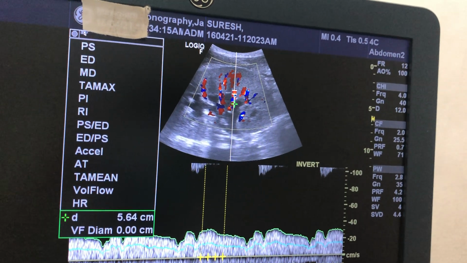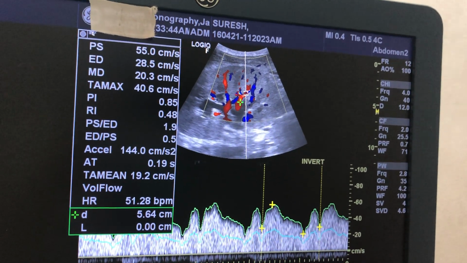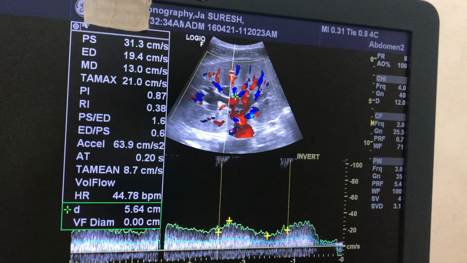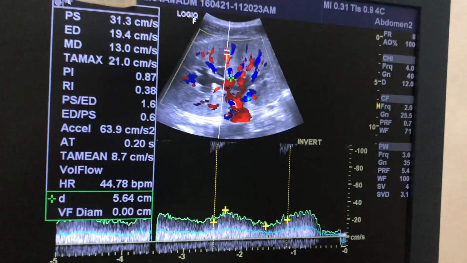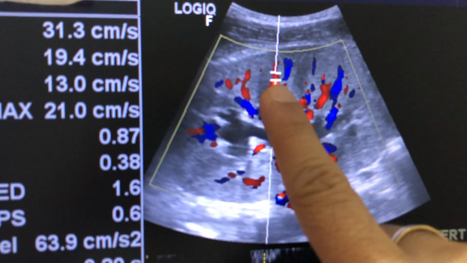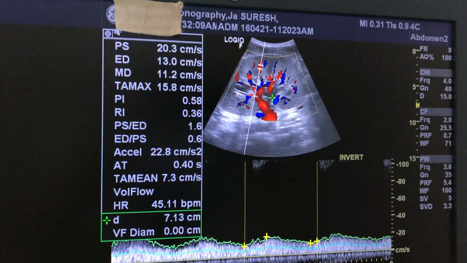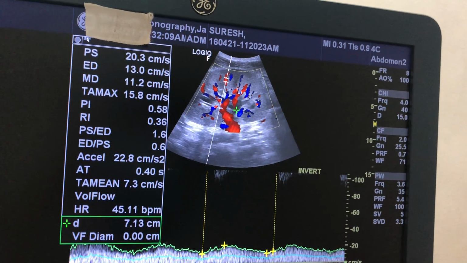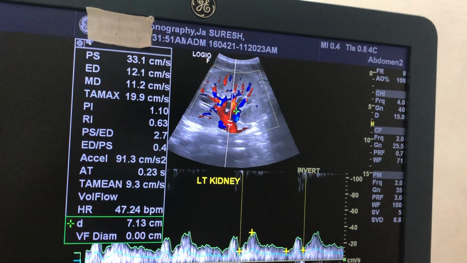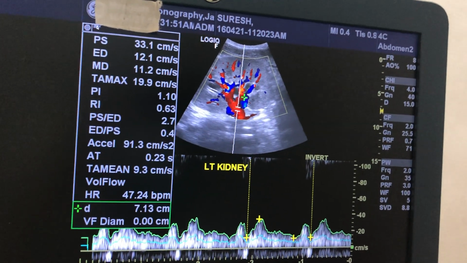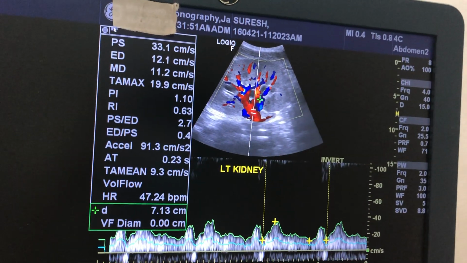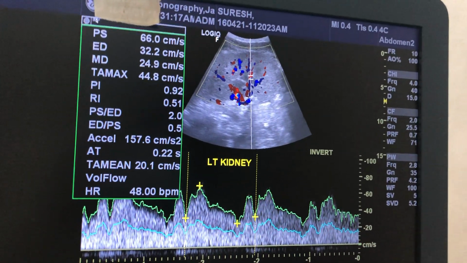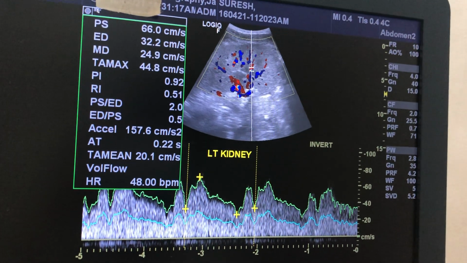This is vein. This is once again the renal vein inside the renal parenchyma. This is a vein which is taken at this point, close to the cortex. This is also close to the cortex. This is also venous only, pulsatile. This is also the renal vein. It could be due to this dilated IVC causing back pressure.